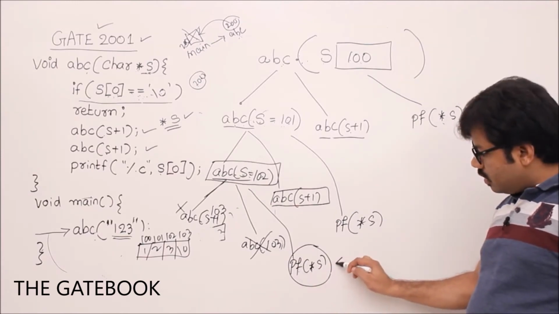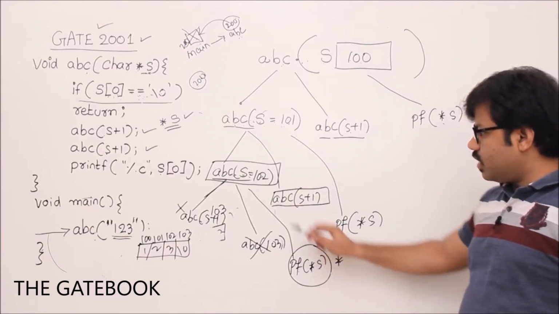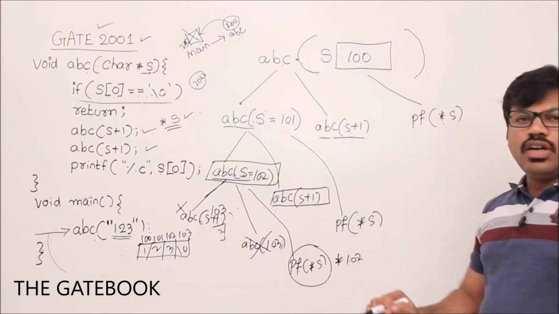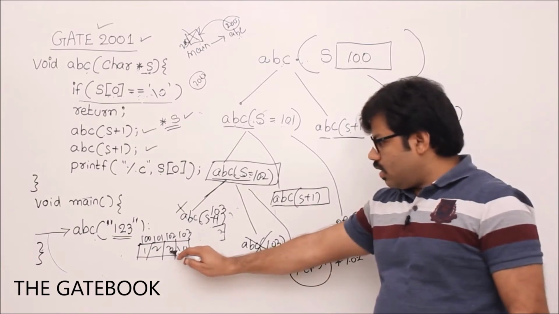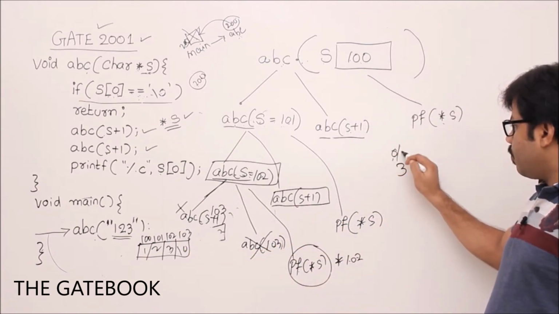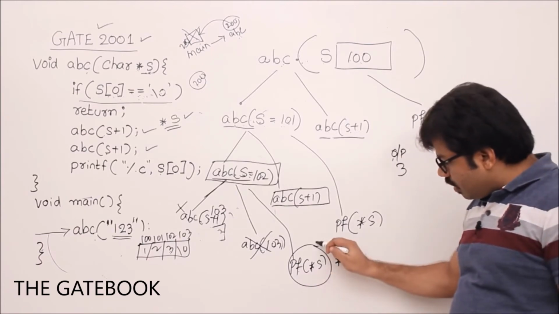So what is star s? Star s. Take the s value from this. It is 102. Then the value at 102 is what? See, 3. Then what will be printed? In the output, 3 will be printed. I am printing the output here. Then this will be closed.